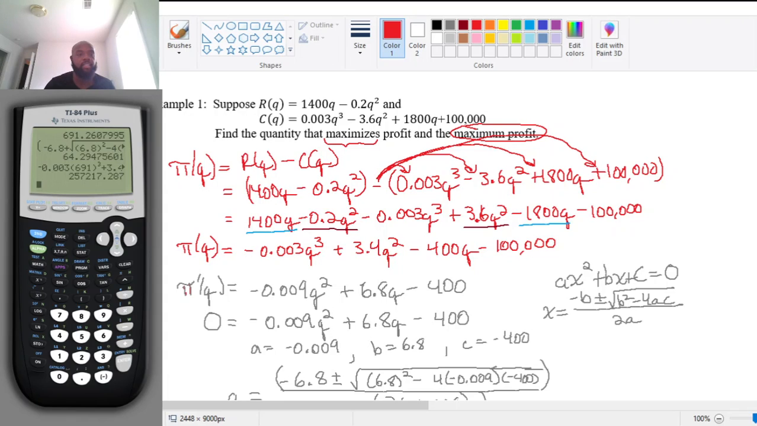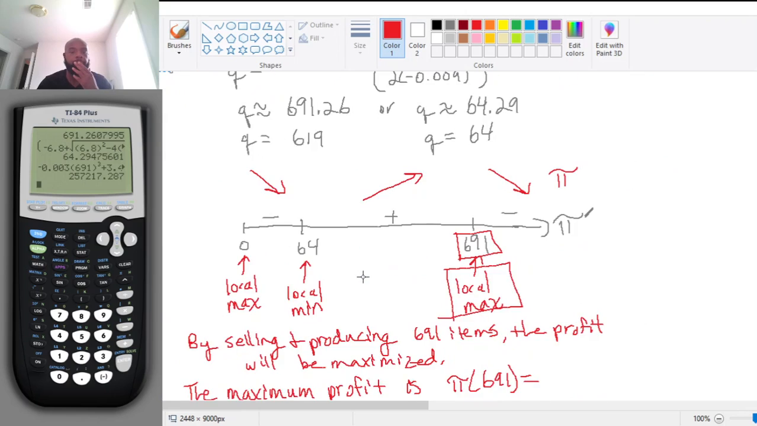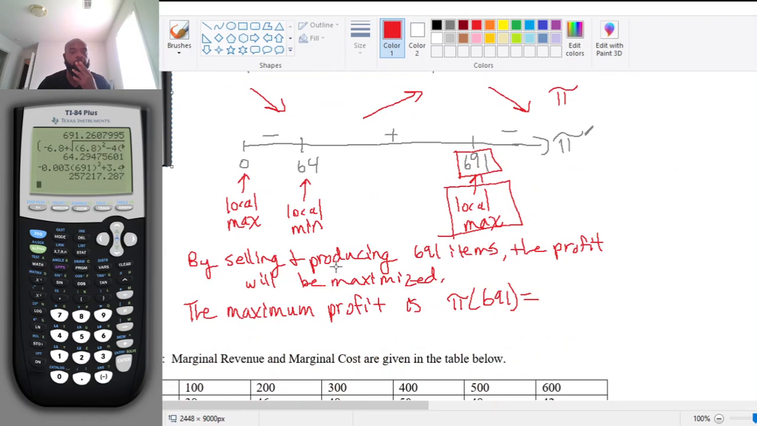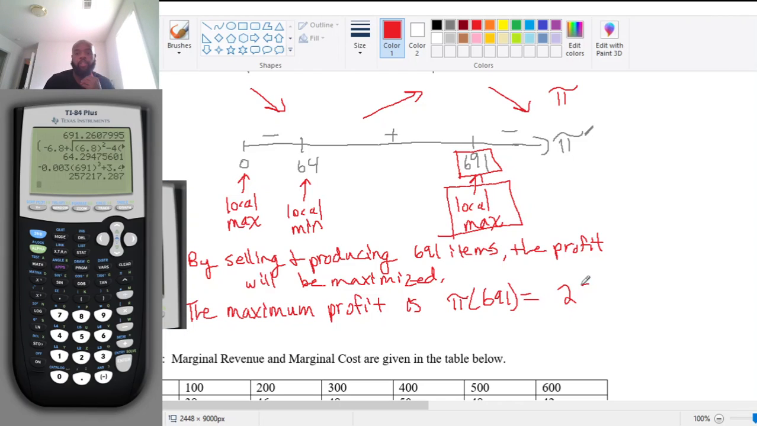And so that I can see this, I'm going to copy and paste, because although you can see it, I cannot see it on my screen. All right. And so the maximum profit, $257,000, $217.29. All right, and that is that example.